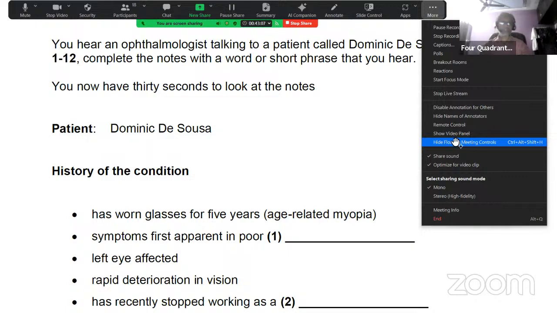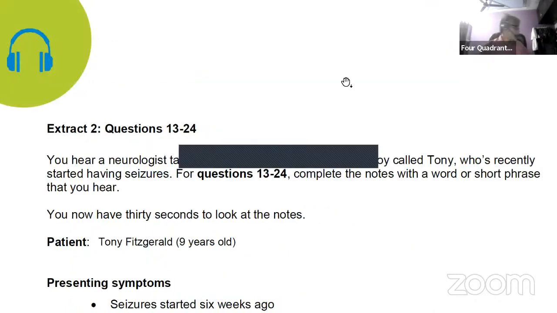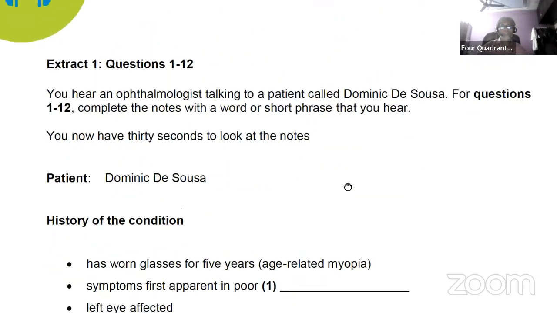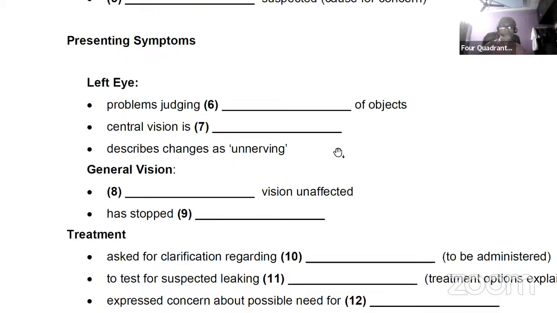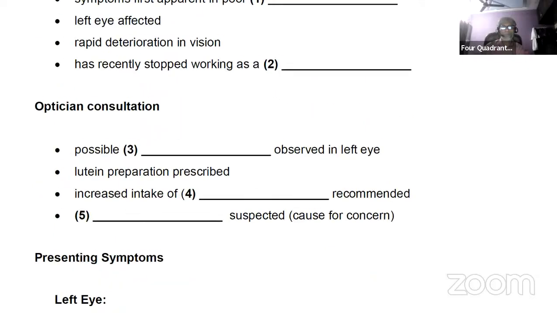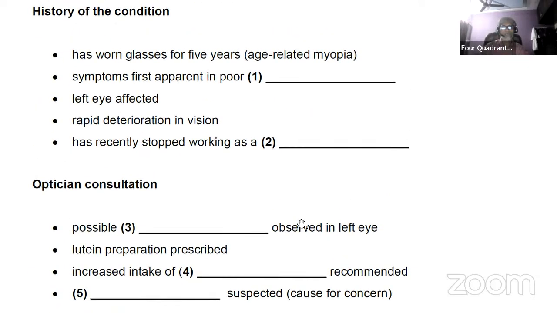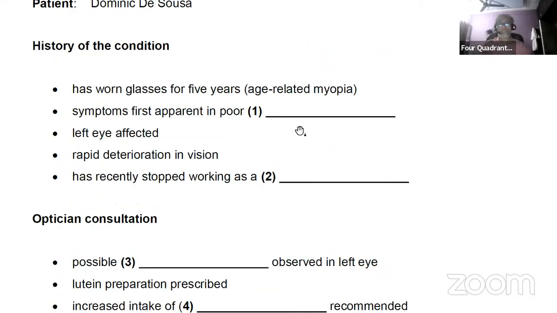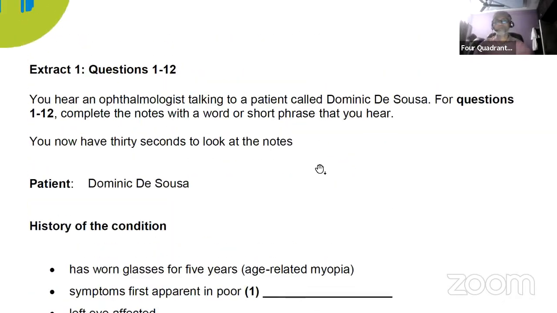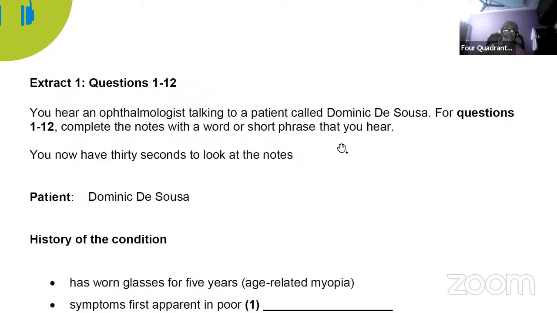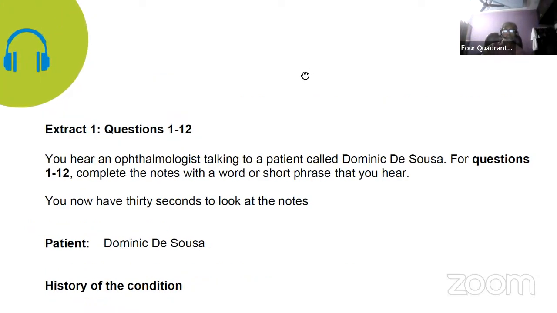Hide floating meeting. Again, this second has some. So let us see. This is Dominic Sousa. So we can take presenting symptoms till here 1. And then we can take a history of the conditions. Okay. History of the conditions. And then, yeah. Yes, this is the first part. Okay. So let us take this is the first part.